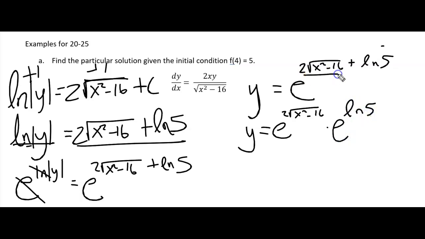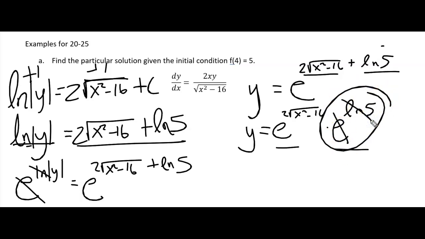Instead of having 2 powers being added, we're going to rewrite that as 2 e's with those powers being multiplied together. Now, why would I do that? Because this can be simplified. The e and the ln cancel, and you're just left with 5. So now we have this. And this is really the simplest way to write your answer. There you go. Okay.